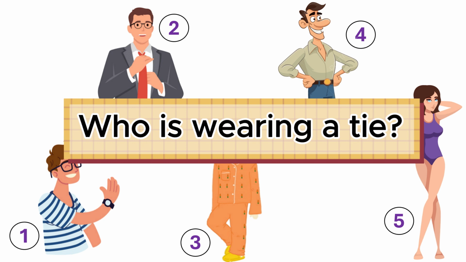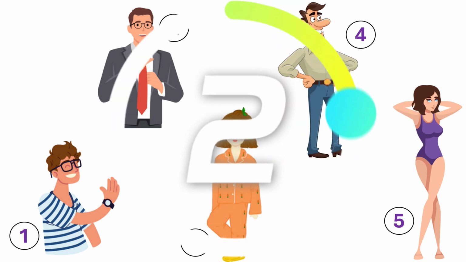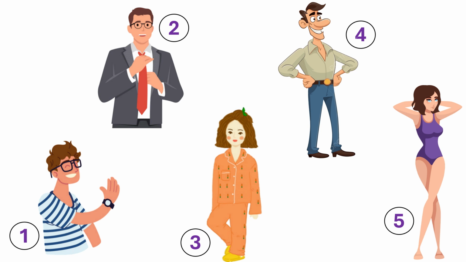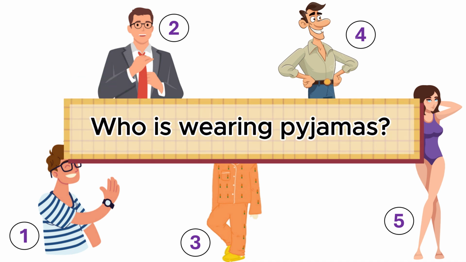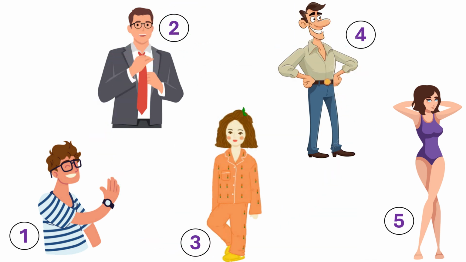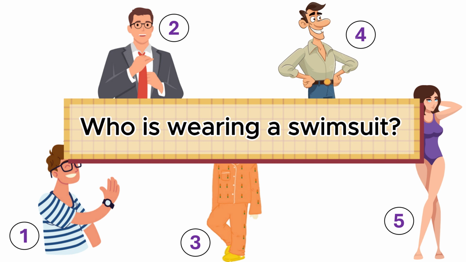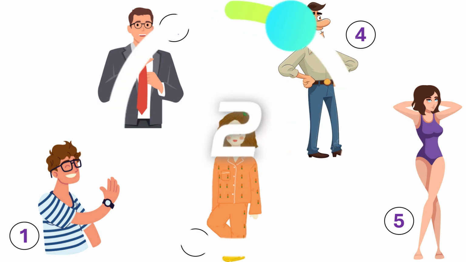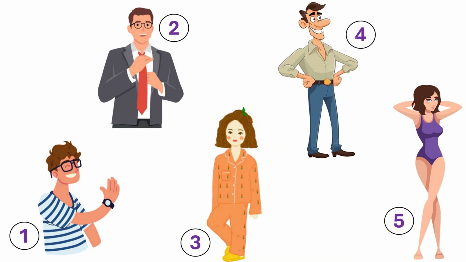Who is wearing a tie? Number 2. He is wearing a tie. Who is wearing pajamas? Number 3. She is wearing pajamas. Who is wearing a swimsuit? Number 5. She is wearing a swimsuit.